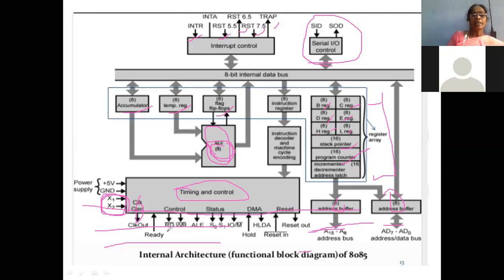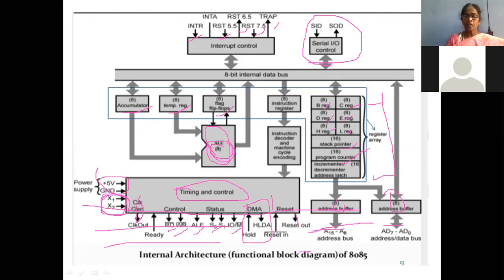And then here there are control signals: read, write, ALE, and then status signals, IO/memory, and DMA signals. For DMA we are using hold and hold acknowledge, and reset signals, reset in and reset out. And we have already said that a power supply of plus 5 volt is to be given.